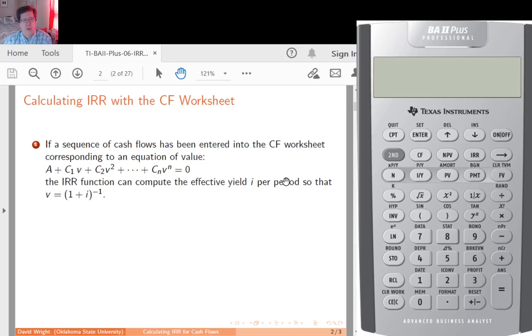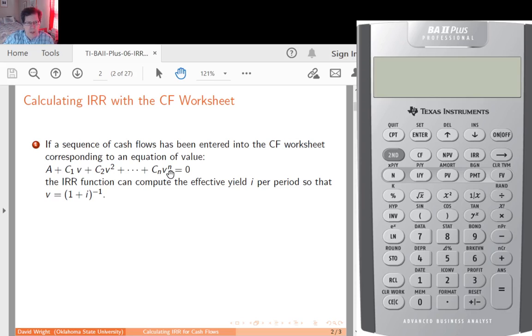Okay, so IRR stands for internal rate of return. It's also called the yield rate of a cash flow. And if you enter a sequence of cash flows into the CF worksheet, as in our previous video, they correspond to a formula where A is the initial outlay, and then C1 is the cash flow at time 1, C2 the cash flow at time 2, and so on up to Cn. And the net present value of all that cash would be this polynomial, A plus C1 times V plus C2 times V squared, and so on up to Cn times V to the n.